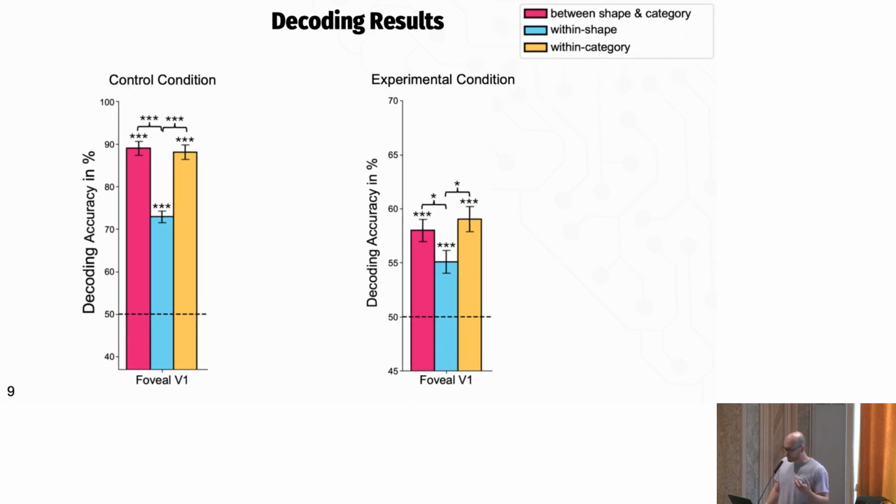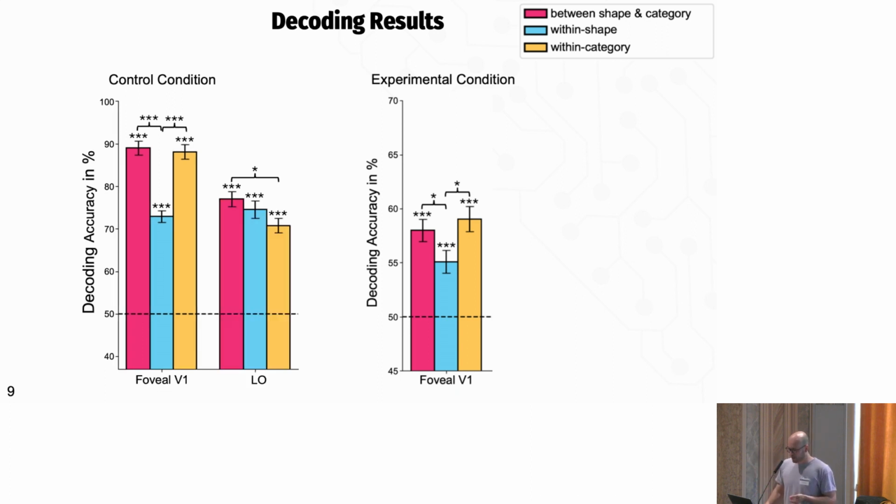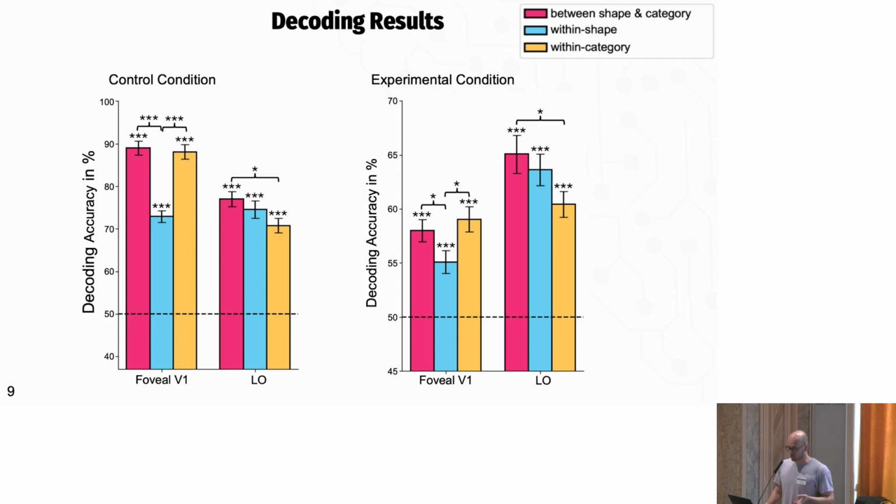Just as a control, we did the same thing also in the lateral occipital area because we know there's categorical information encoded here. And here we find that this pattern is reversed. So we see that these objects that we chose do capture the categorical information, it's just not visible in foveal V1.